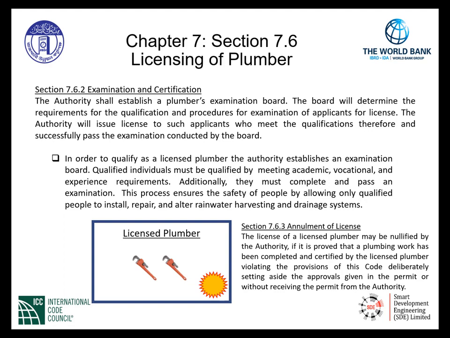However, given in section 7.6.3, the license of a licensed plumber may be nullified by the authority if it is proved that a plumbing work has been completed and certified by the licensed plumber violating the provisions of this code deliberately, setting aside the approvals given in the permit or without receiving the permit from the authority. This last section gives the penalties of licensed plumbers doing work without permits and deliberately setting aside approvals given in the permit as well.